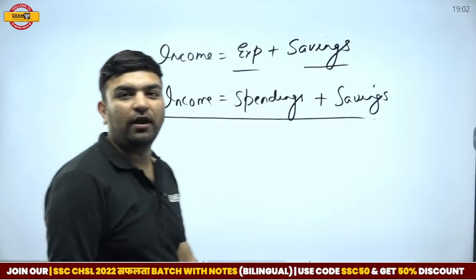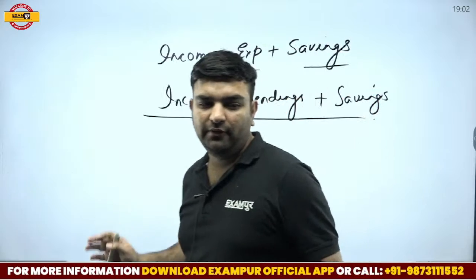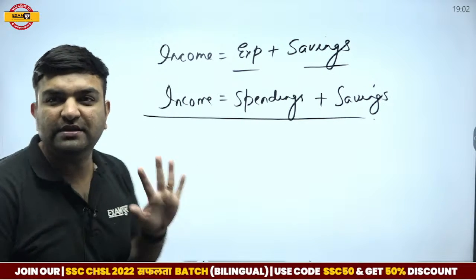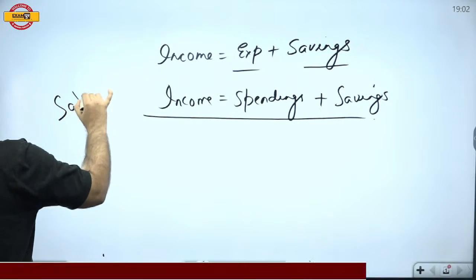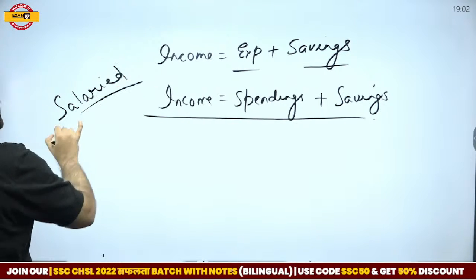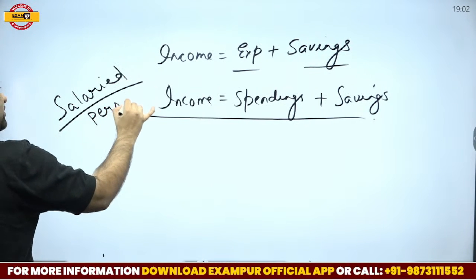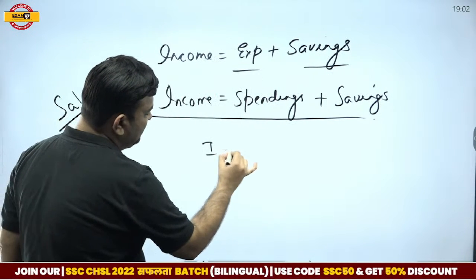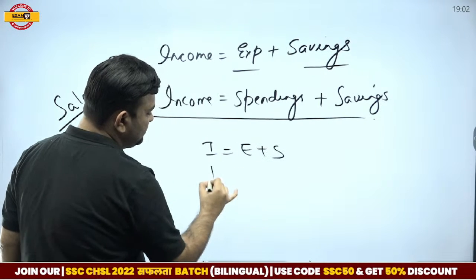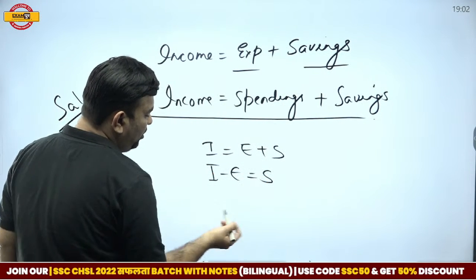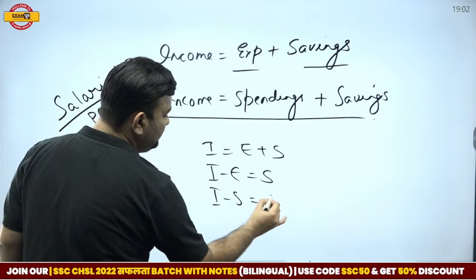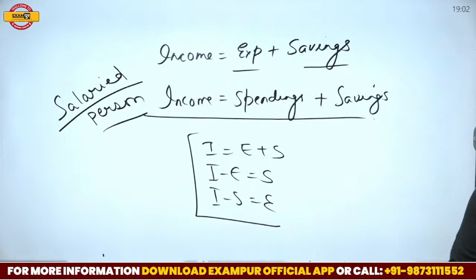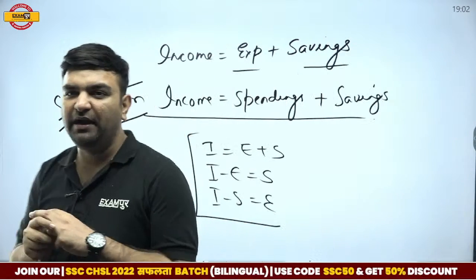Some will ask, sir, what about investments? This investment part we will also take in the spendings. This is for a salaried employee. His income is equal to expenditure plus saving, so we can denote this as I = E + S. So savings is I - E, or I - S is equal to expenditure. A lot of questions based on this are made in the examinations.